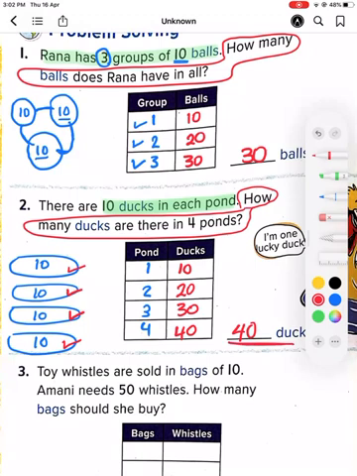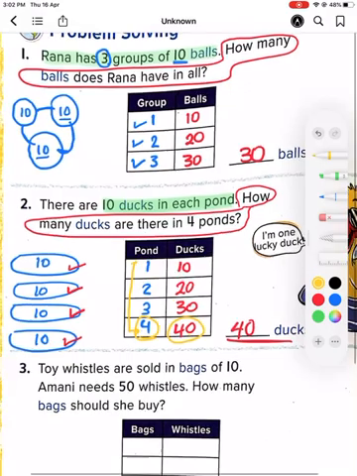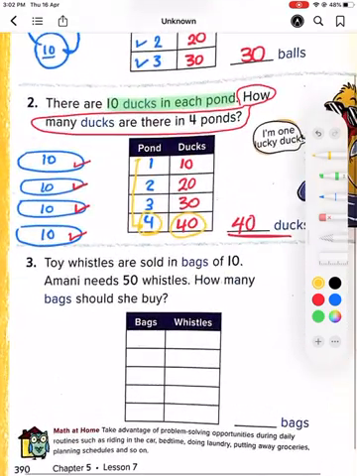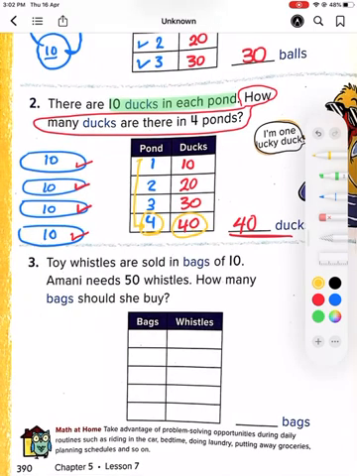Let's read the question again. How many ducks are there in the 4 ponds? And yes, in the 4 ponds, we have 40. Can you see? So our answer is reasonable. Now let's go to the last question.